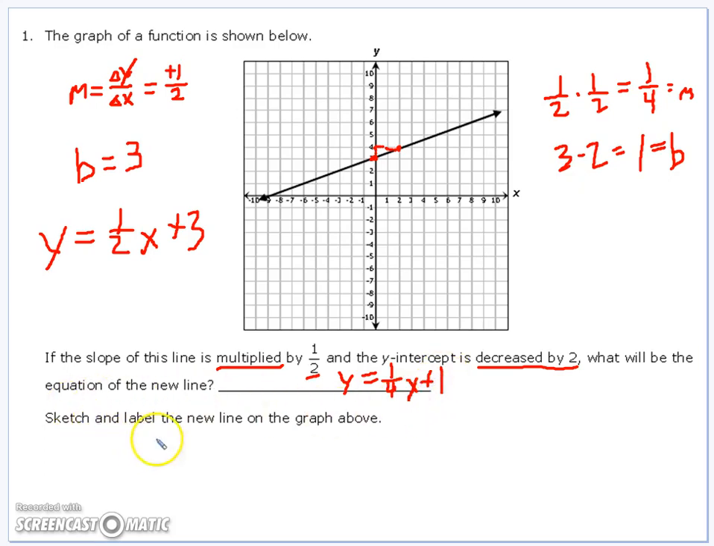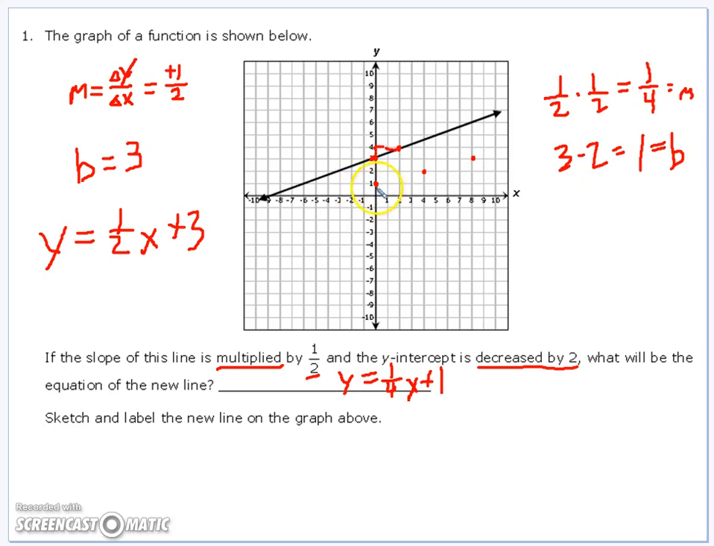Okay, so now it's to sketch and label that new line on the graph above. When graphing slope-intercept form, always start with the y-intercept first. So this has a y-intercept of 1, so we're going to put a dot right here where y is 1. And it has a slope of 1/4, meaning that every time it runs 4, it rises 1. So we're going to run 1, 2, 3, 4, and we're going to rise 1. It may help to make just a couple of points on the graph, 1, 2, 3, 4, over, up 1, just so you can see where it goes.